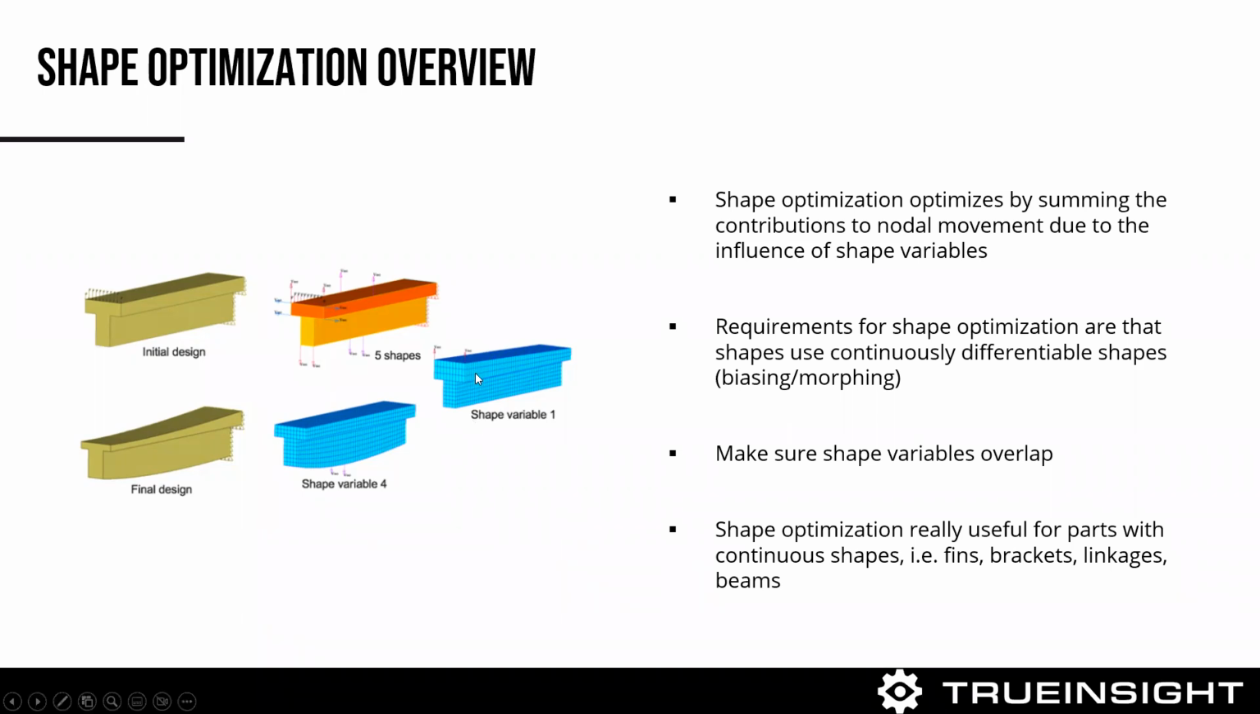Shape optimization tends to be most useful if you have continuous shapes like fins, brackets, linkages, beams. I see a lot of people optimizing their specific beams within shape optimization, or basic heat sinks or things like that with continuous extrusion-based shapes. When you start dealing with organic shapes and more complex shapes, you're going to be better off with topology optimization. Last thing is when you set up your shapes, you want to make sure your shape variables overlap, and we'll step through that as we go through an example.